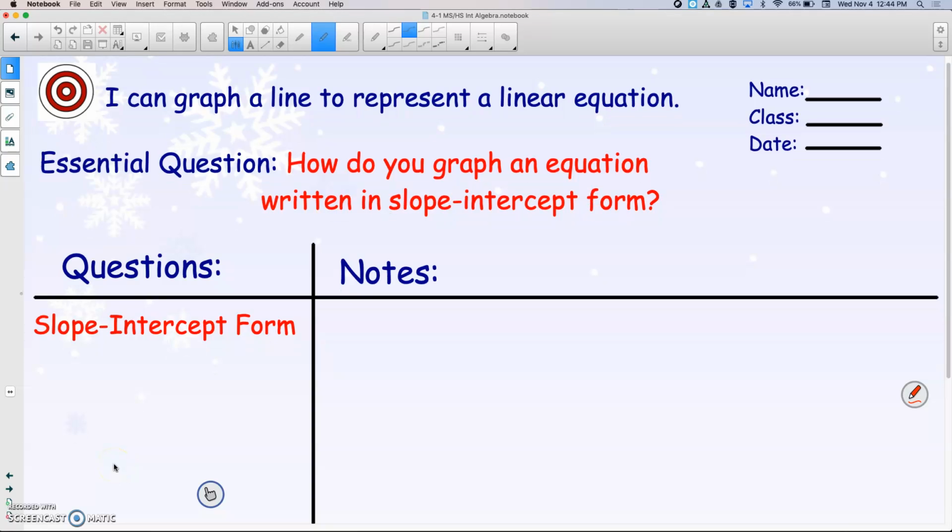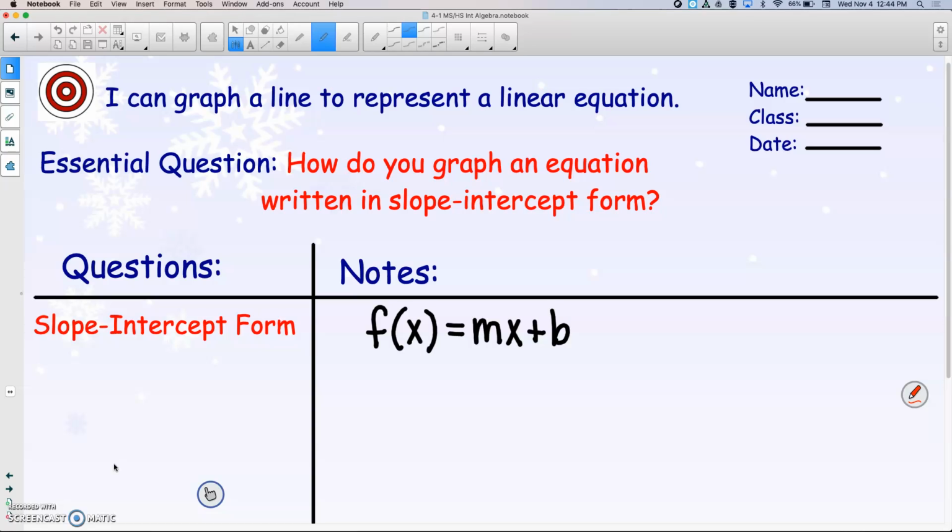4.1, our learning target says I can graph a line to represent a linear equation. And our essential question says, how do you graph an equation written in slope-intercept form? We've worked with slope-intercept form before. It was written in function notation in chapter 3 like this.